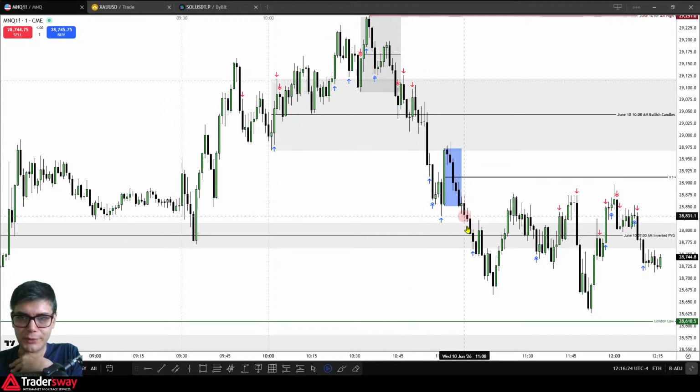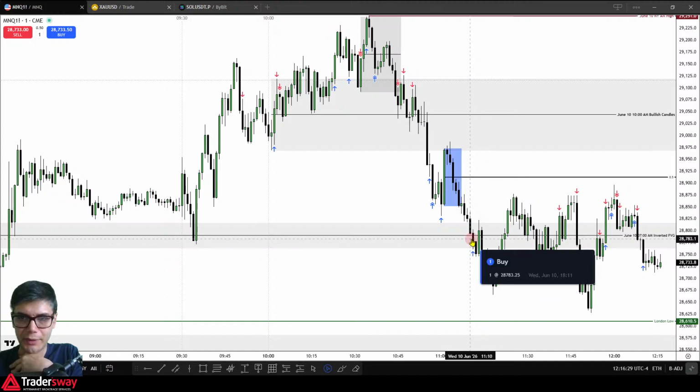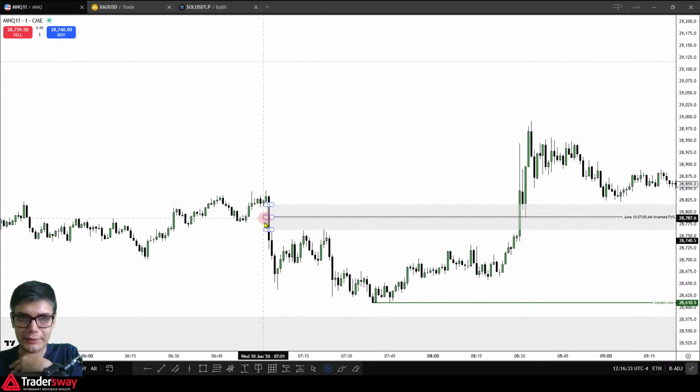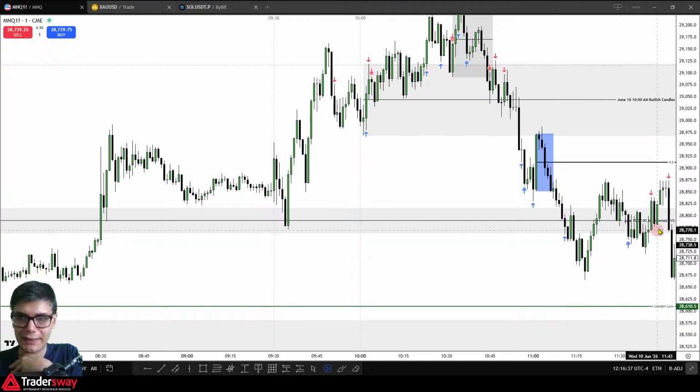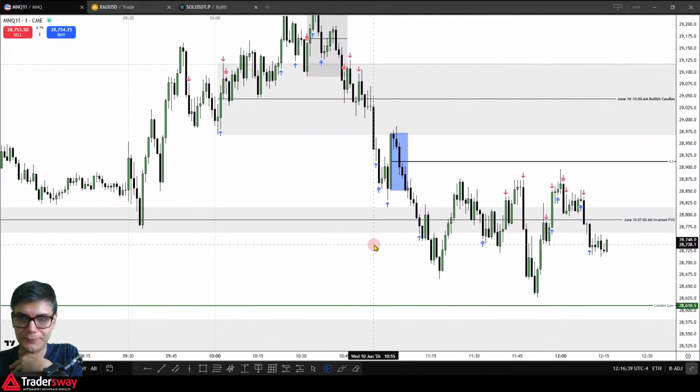It resumed and went up. I guess that was the last micro contract I closed, at the mean threshold of this bearish inverted fair value gap. That's the June 10 a.m. inverted FVG from today. The price came into the same area. We had a bounce. Once again, we had a chain of bearish candles. It broke above it on a bounce on this candle.